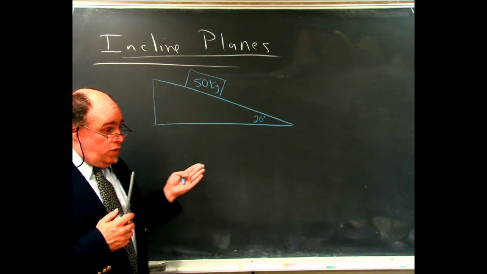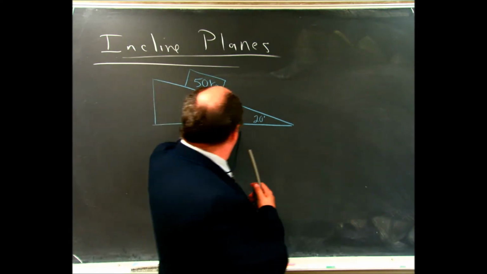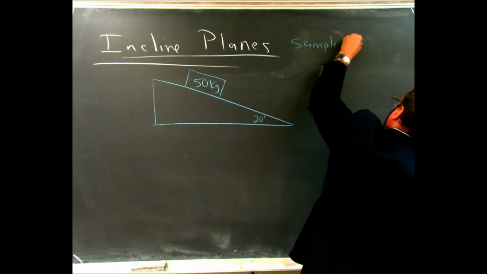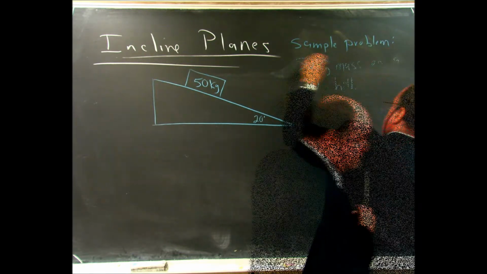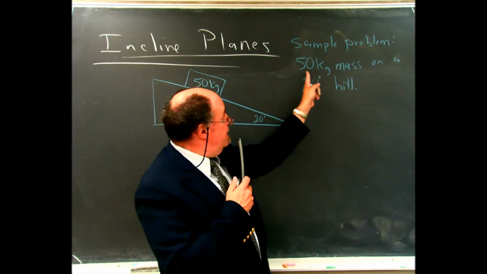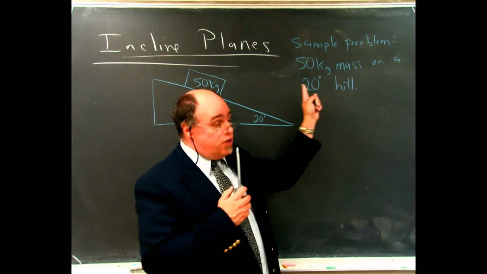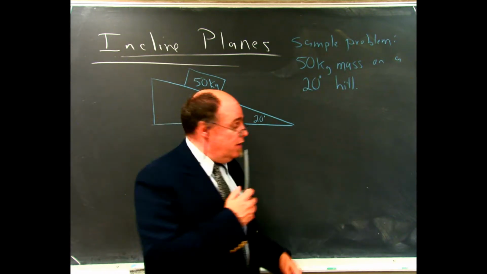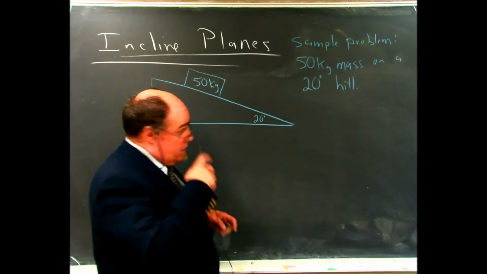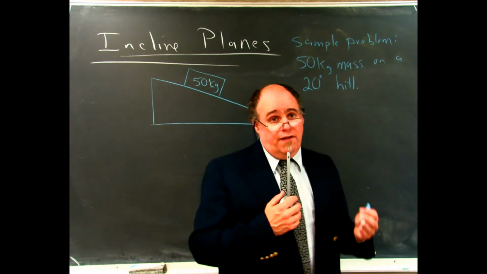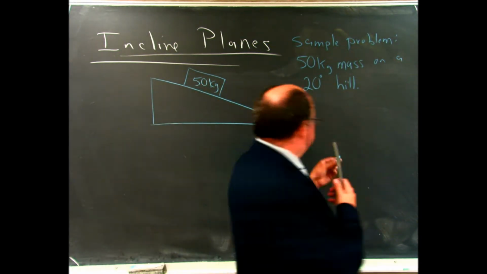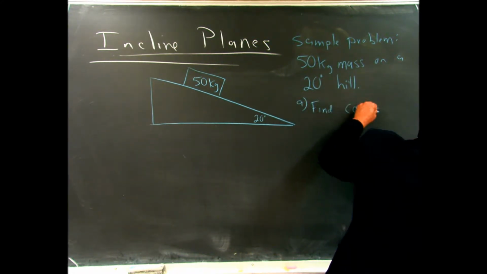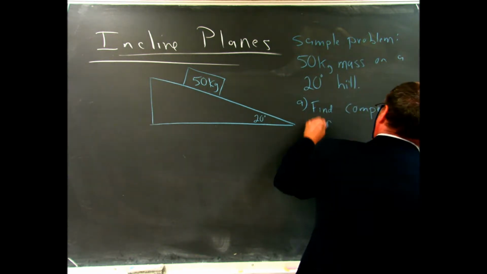Okay, so just to do a quick sample problem. Let's say I have a 50 kilogram mass. So what I'm saying here is a sample problem. I have a 50 kilogram mass on a 20-degree hill. Whenever they talk about the angles of a hill, it's always with respect to the horizontal line. So I've shown it here, and I have this. They could say find the components of the weight.